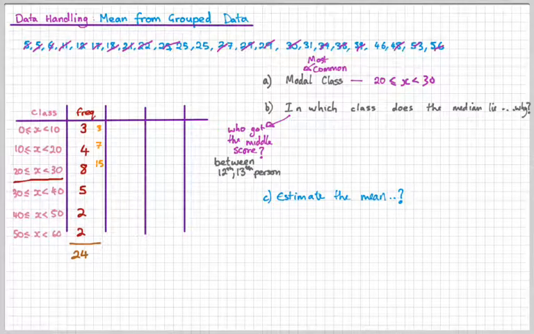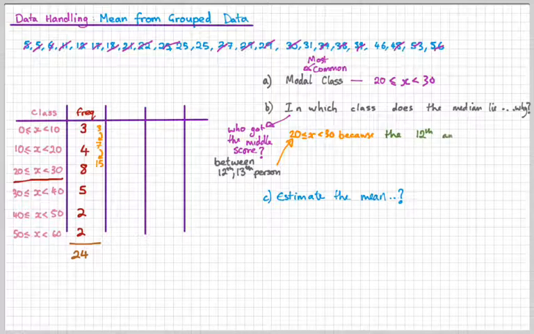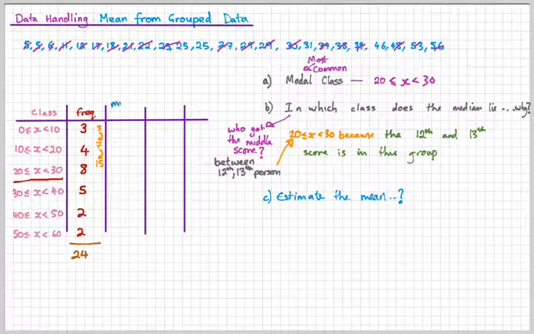So in which class does the median lie? Well, it lies in the 20 to 30 group because the 12th and 13th person, or score, is in this group.